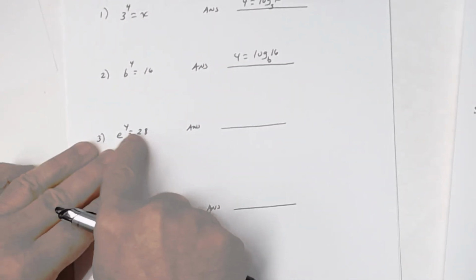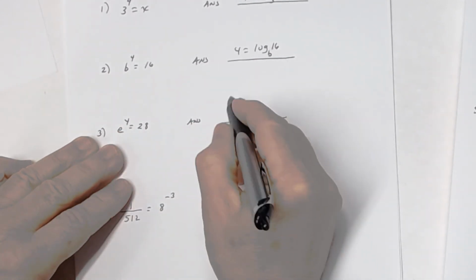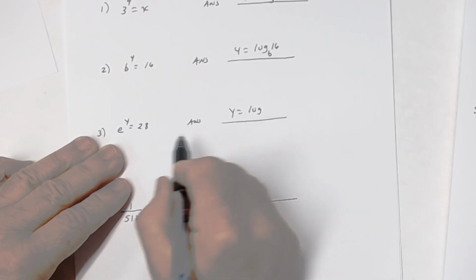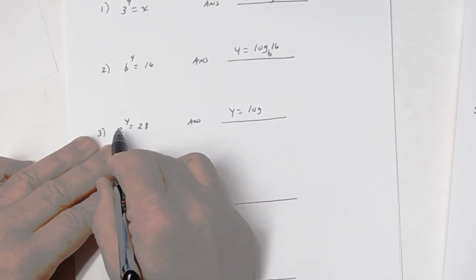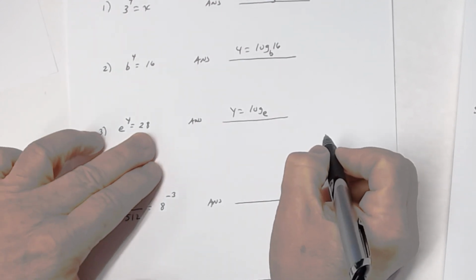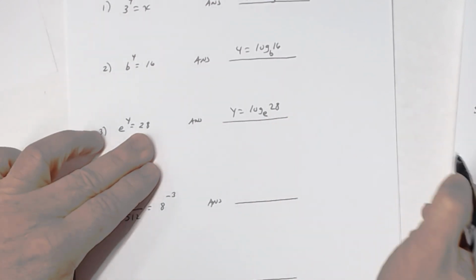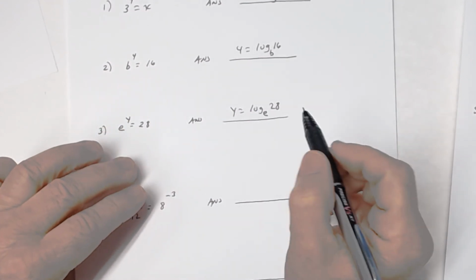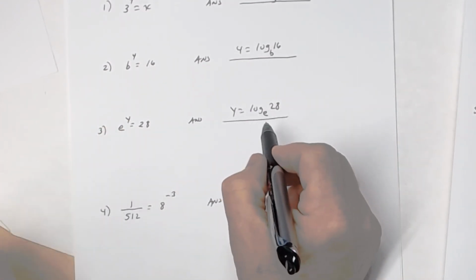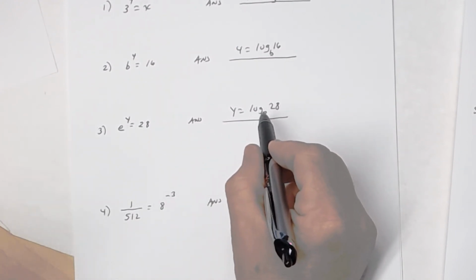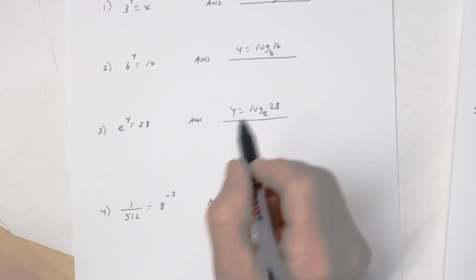All right, so let's look at the other one. My exponent is y, so you're going to say y equal log. The base of my log is the base that you see here. Well, my base is e. Make it look like a subscript. And then 28. And that's it. That's all you write. Now, let me just say this. One of the things you learned is that the log base e is the natural logarithm.